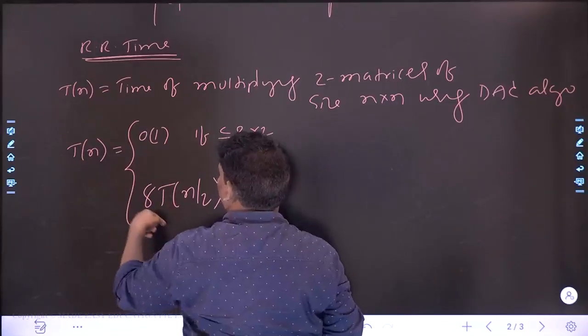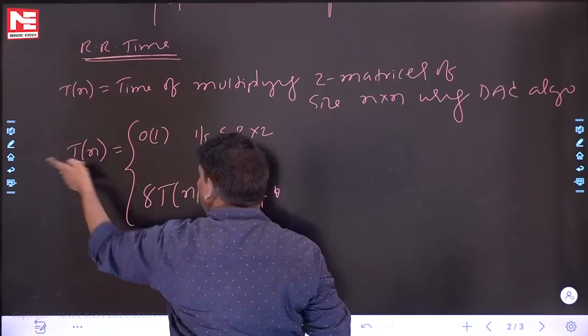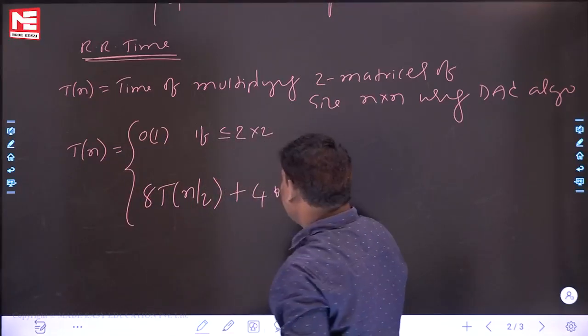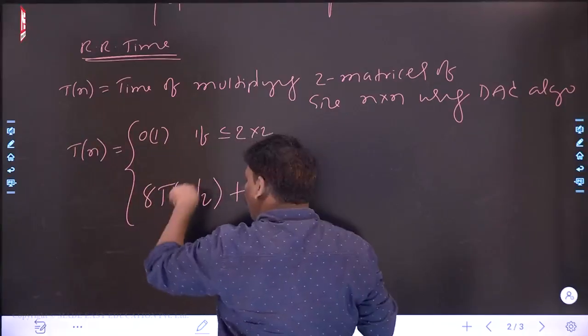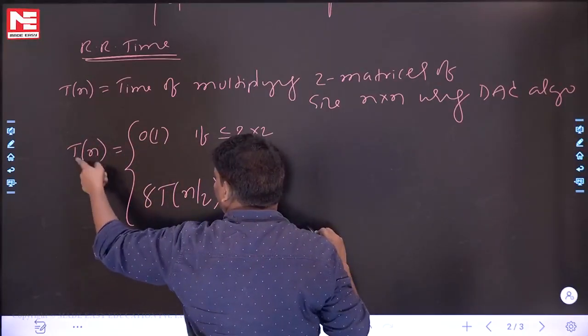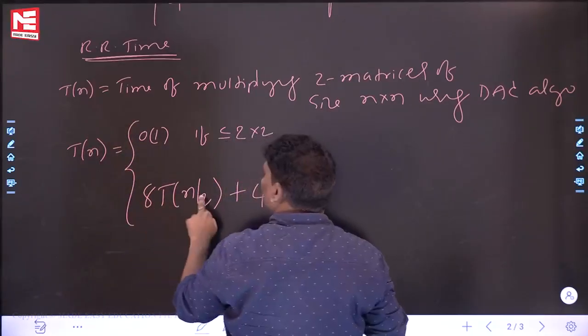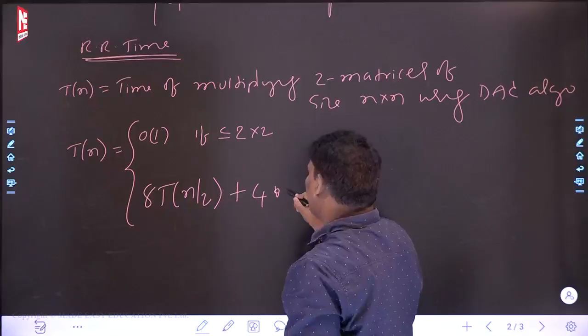T means multiplication. It is a recursive call: big multiplication in terms of small multiplication. That is called recursion. An n by n matrix multiplication I am doing in terms of n by 2 matrix multiplication. So recursion there. But the addition is not a recursion.